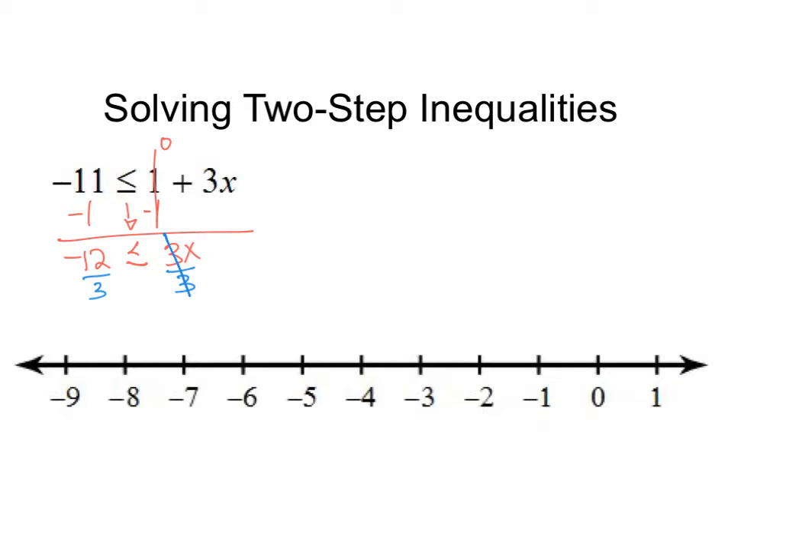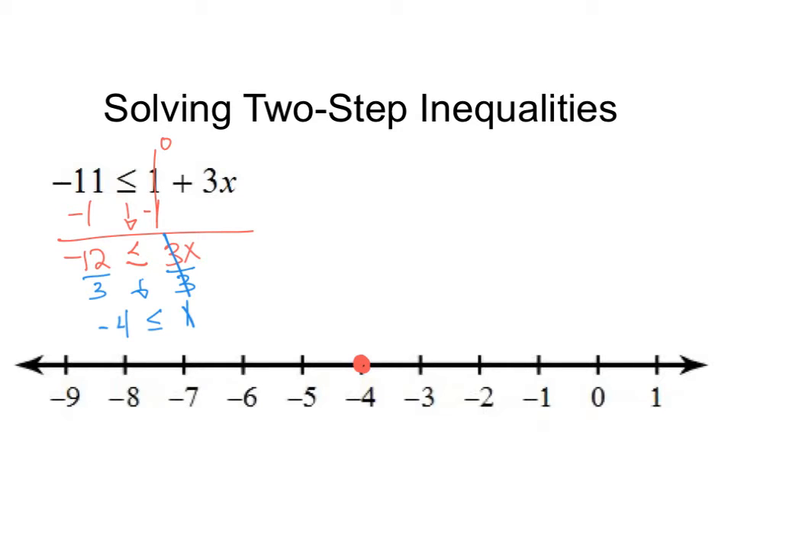That 3 over 3 cancels, so x is left by itself. Again, bring down your sign. Negative 12 divided by 3 will give me a negative 4. So now I'm going to go through my questions. Do I need an open or closed circle? Well, I'm going to need a closed circle at negative 4. So closed circle, negative 4.